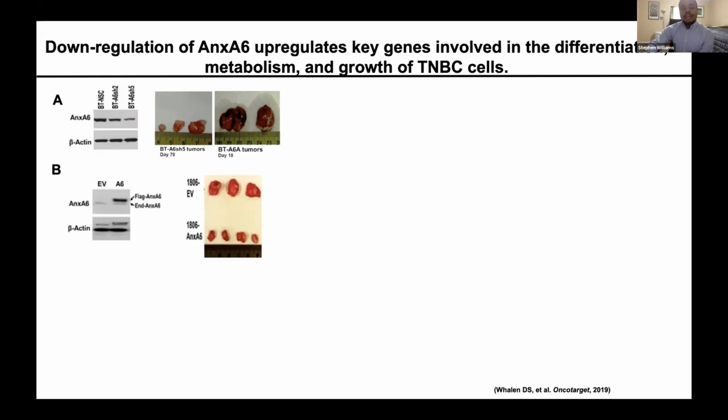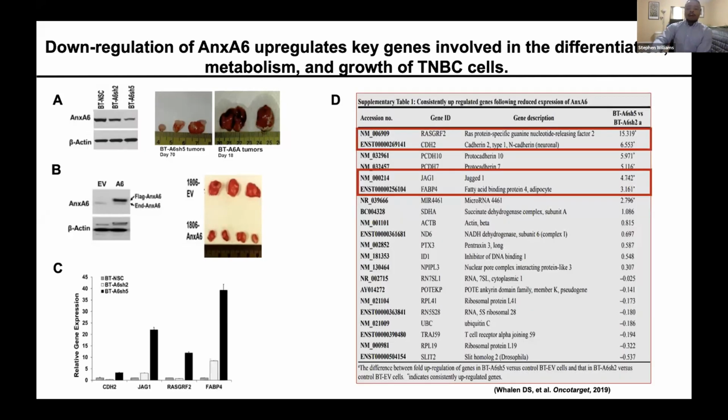But then in that same study, we showed that if you take HCC1806, a basal-like cell that endogenously expresses low levels of annexin A6, and you overexpress annexin A6, you see the reverse: compared to mice with empty vector cells, those overexpressing annexin A6 show a decrease in tumor growth. What we also saw in that paper when we did mass spec analysis is that when you downregulate annexin A6, a large number of genes were upregulated. Among those were key genes such as cadherin-2, JAGAT1, RAS-GRF2, and fatty acid binding protein, all genes involved in the differentiation, metabolism, and growth of these TNBC cells.